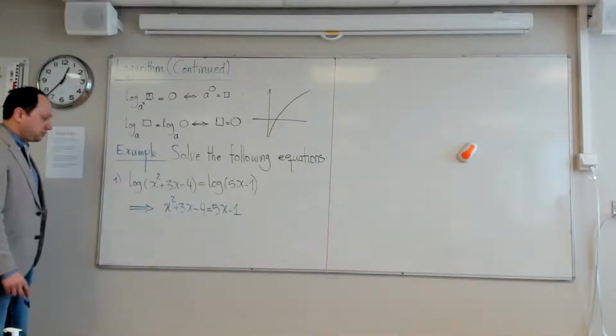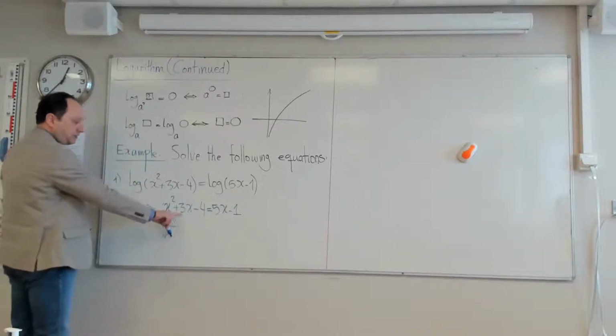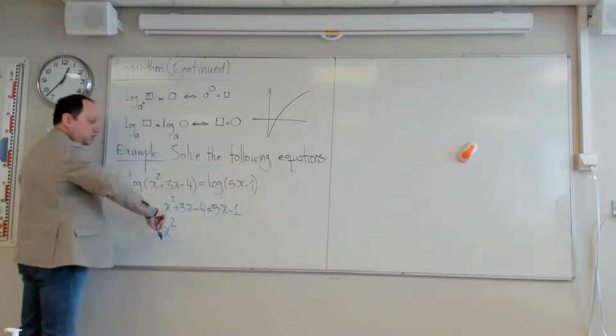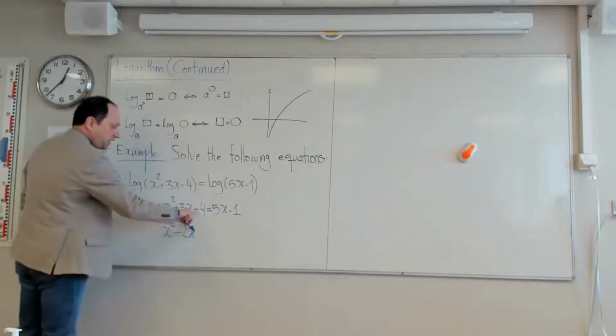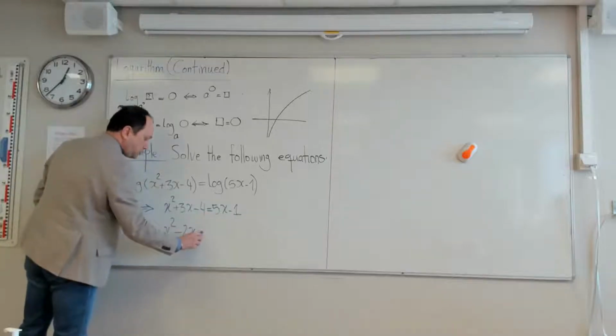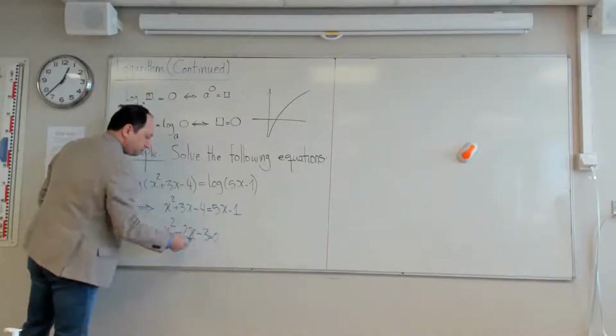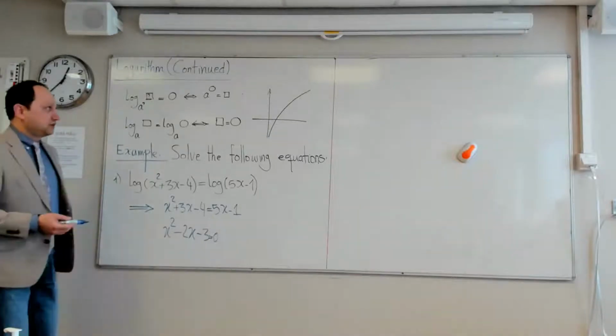So I move everything to the left. So this becomes x squared. Let us do it in our head. We have 3x here, 5x goes there, it becomes negative, so it becomes negative 2x. And then I have minus 4, I move minus 1 to the right, it becomes positive, so it's minus 3 equals 0, yes? And we already know how to solve this. It's a very simple quadratic equation.